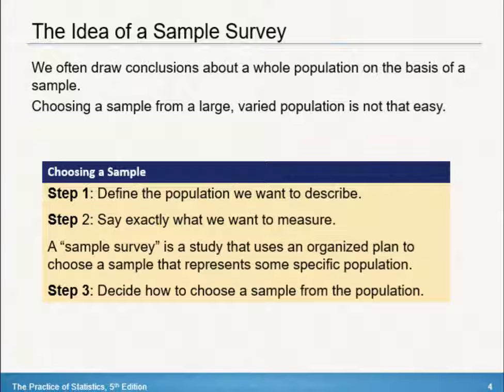Then I have to say exactly what it is I want to measure. So exactly what I wanted to measure was, how long do the AAA batteries last? Well, I'm talking about a length of time. That's a little tricky. Doesn't it depend on how much they're used? So maybe I would need to get more specific on that.